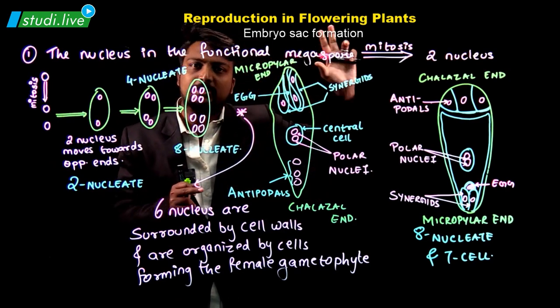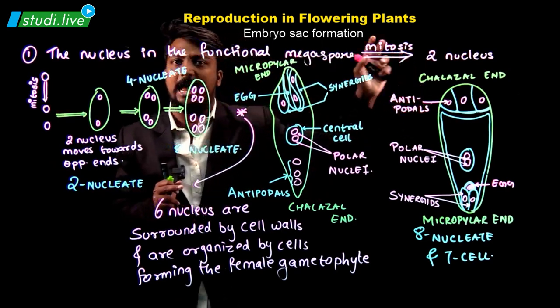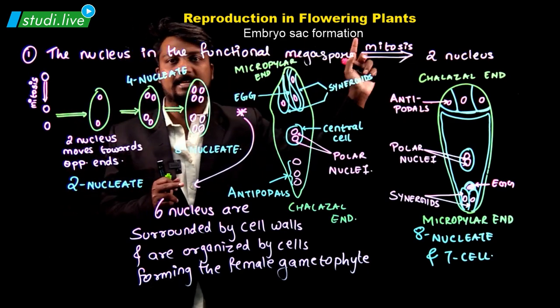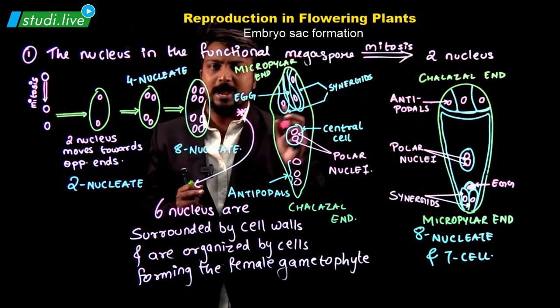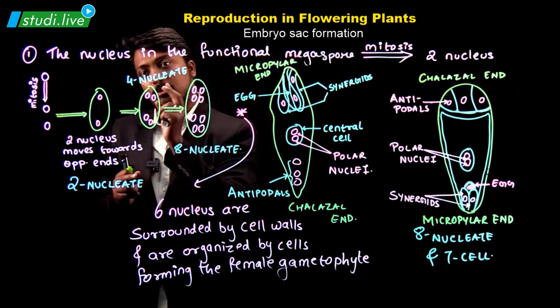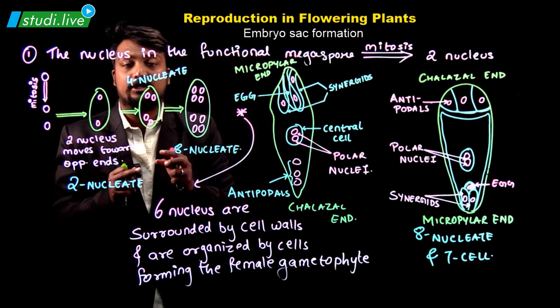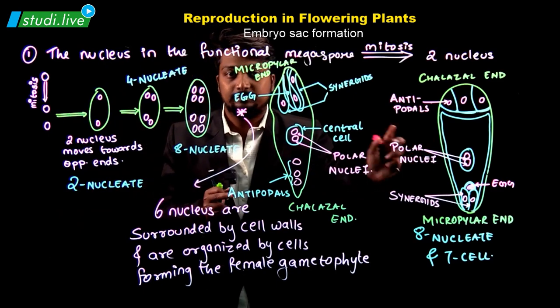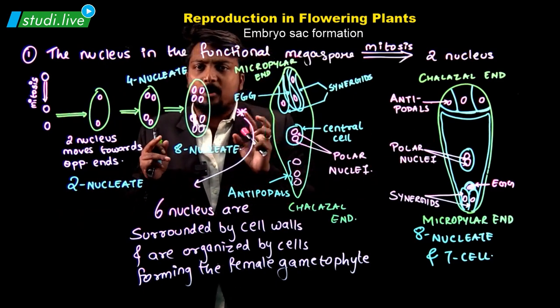So my embryo sac looks like this, where I have three cells. We call them antipodals, and opposite to them we have two synergids and one egg cell. And there are two nuclei called the polar nuclei, which are situated centrally. So this is the formation of the embryo sac.